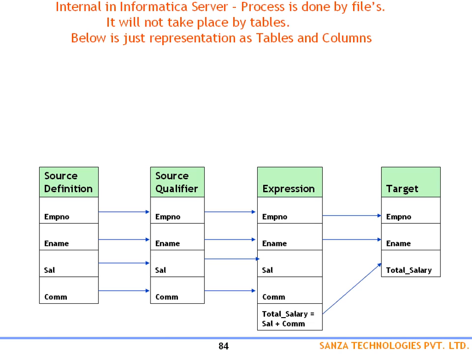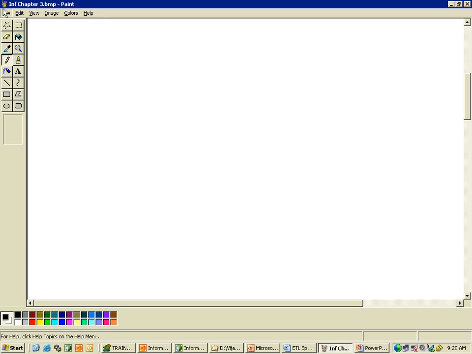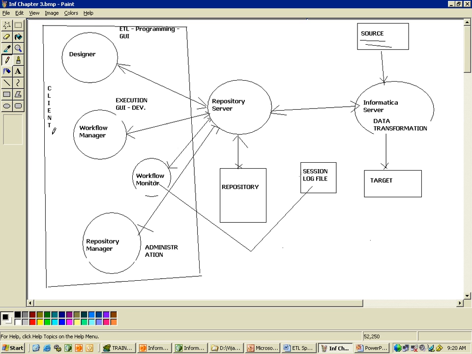Now, this mapping is stored in the repository. Then we have created the session, assigned the connections, then created a workflow, and we executed it. Now when you execute it, what happens?